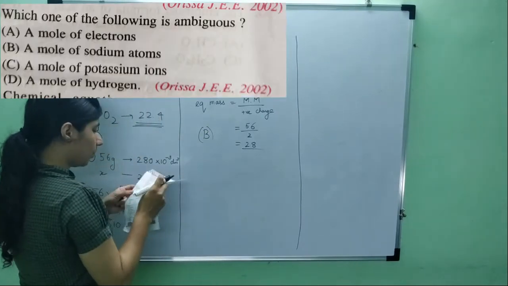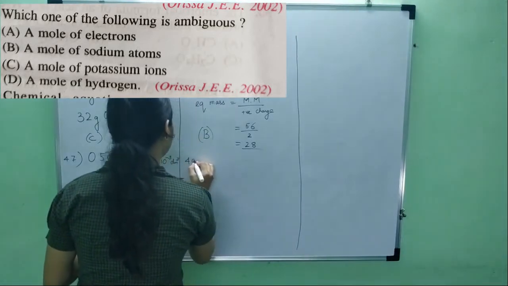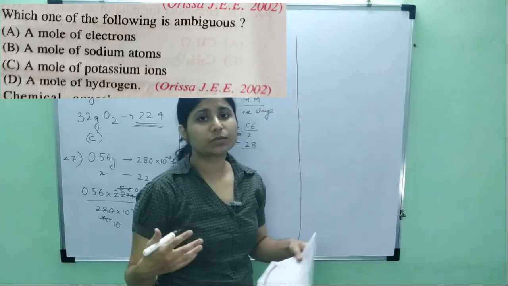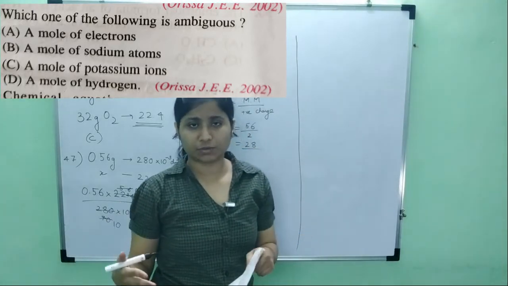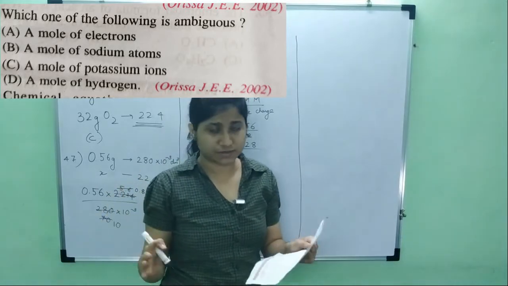Okay. Which of the following is ambiguous? Right. So this is a very important question, although very basic but important. Ambiguous means what? We do not have a very right answer about it. It can be this or this. Okay, so it is not a very finite, definite statement.